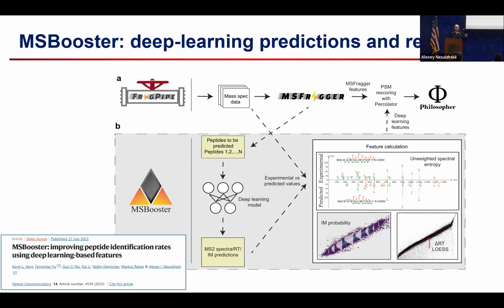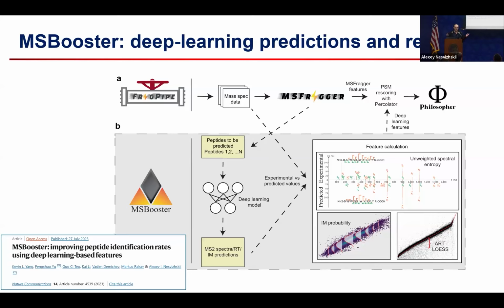So what's shown on this slide here is a typical workflow where you would identify peptides from MS spectra using a search engine. In our case, it's MSFragger. And then it would go to Percolator for rescoring, and then downstream protein inference analysis and so on. But if you can predict retention times and spectra using deep learning-based predictions and use those predictions in scoring, you can significantly boost your identification rates in challenging data sets, right?